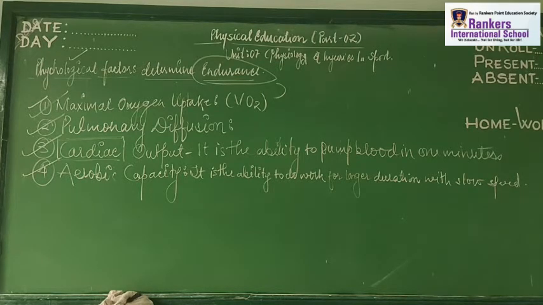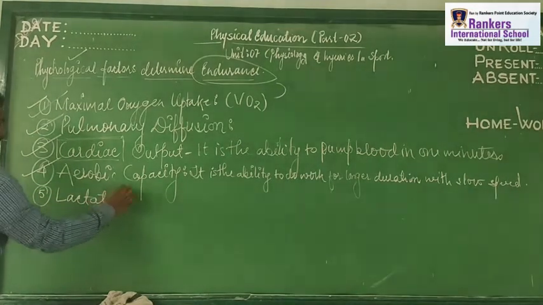Lactate threshold. It is the ability to tolerate the lactic acid in blood. It is produced during anaerobic activity. When there is anaerobic activity, the lactic acid starts to deposit into the bloodstream. A better lactate threshold delays fatigue and tiredness, so endurance will improve. The fifth point is the lactate threshold.